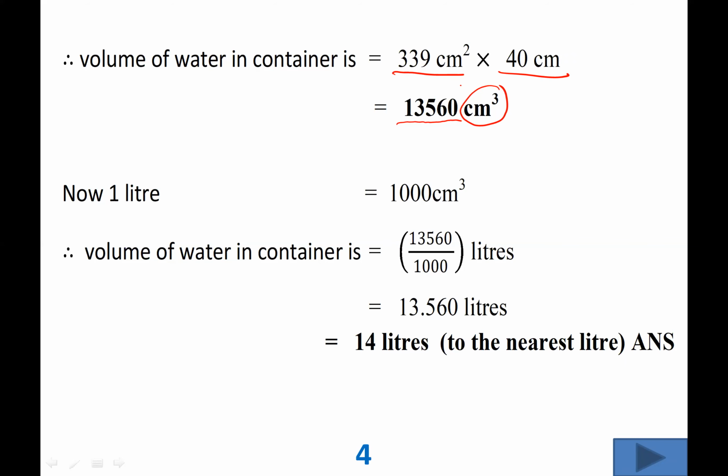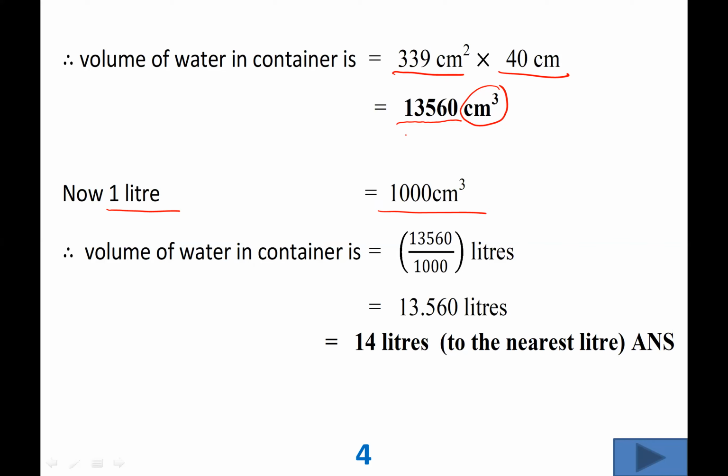Now, if we go back and we read the question, it said that water is poured into the container until the water level is 4 centimeters from the top. If the container is 40 centimeters long and has uniform cross-section, calculate to the nearest liter the volume of water in the container. So this volume is the volume in the container, but if you notice, it's not in liters. They wanted their answer in liters. So we have to know the conversion, and the conversion is 1 liter is 1000 cm cube.